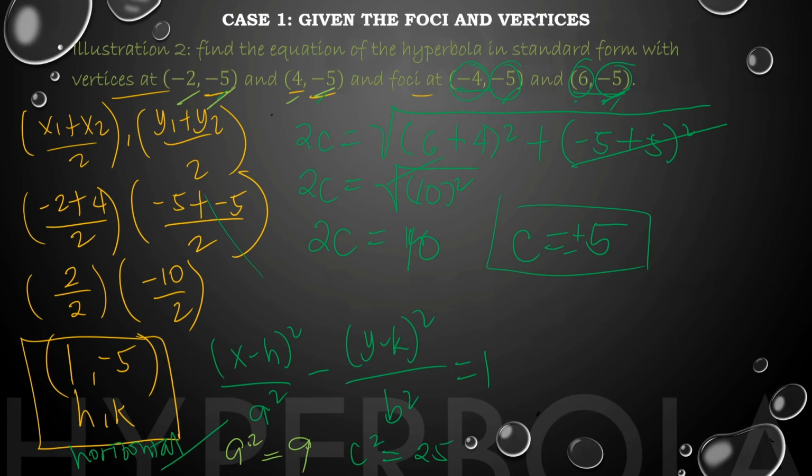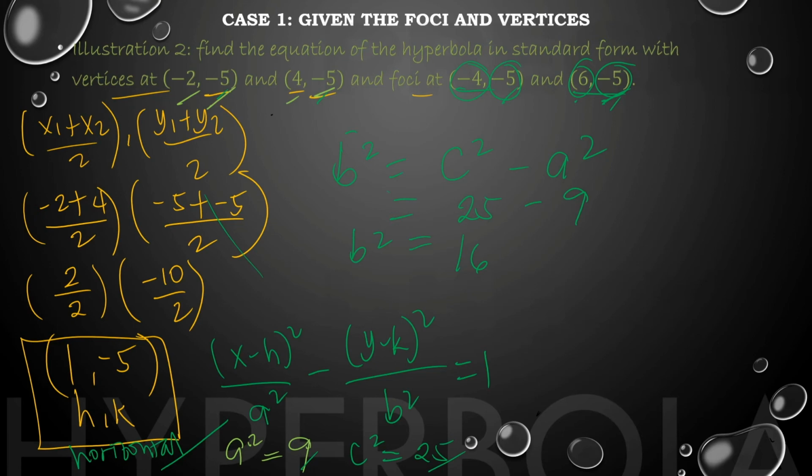And then para mahanap natin yung b, so yung Pythagorean theorem, yung c squared, so b squared is equal to c squared minus a squared. B squared is equal to 25 minus 9. So c squared 25 and then yung a squared is 9. So b squared is equal to 16. 25 minus 9 is 16. So ayun na, nakuha na natin yung a squared and yung b squared. So alam na natin yung gagamitin natin na standard form.